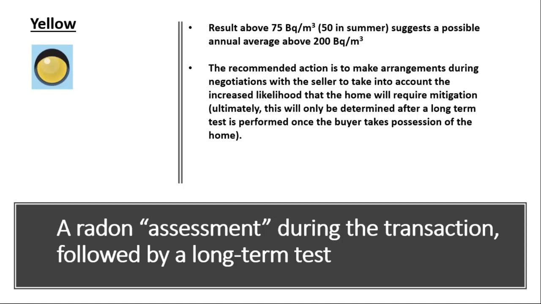If the test results come back as yellow, that means the result is above 75 becquerels per meter cubed in the winter or 50 in the summer. And this suggests a slightly higher possibility that the annual average levels are above 200. The recommended action is to make arrangements during the negotiations with the seller to take into account the increased likelihood that the home will require mitigation. Again, the details are up to the real estate agent. And take note, as always, that ultimately, whether or not mitigation is required can only be determined after a long-term test has been performed once the buyer takes possession of the home.